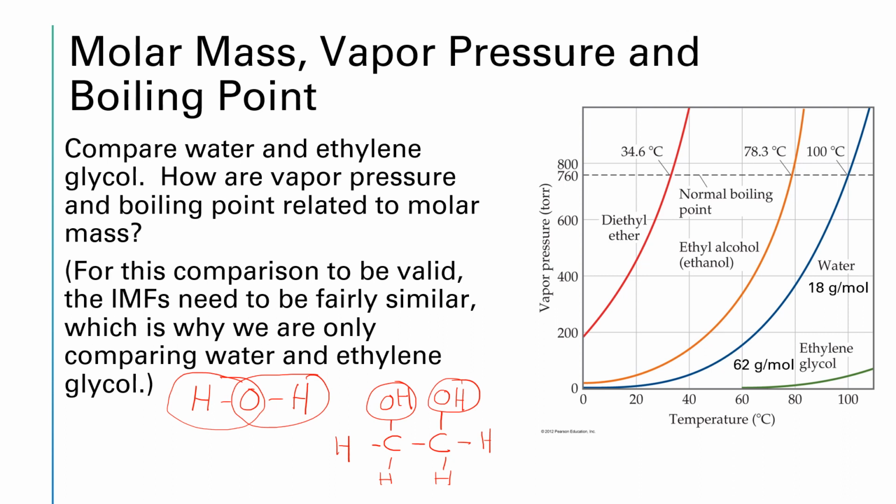So generally, higher molar masses will have higher boiling points. Let me make sure I correlate all of that correctly. Higher molar mass means lower vapor pressure and higher boiling point.